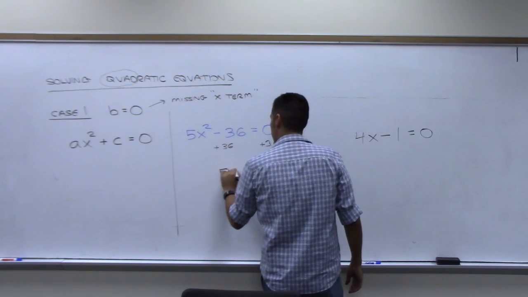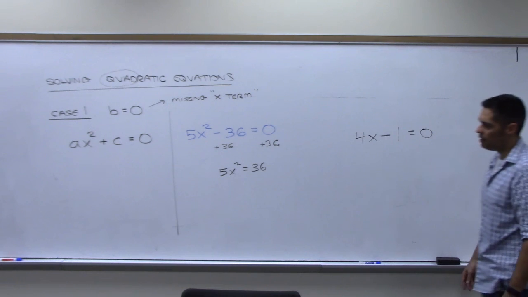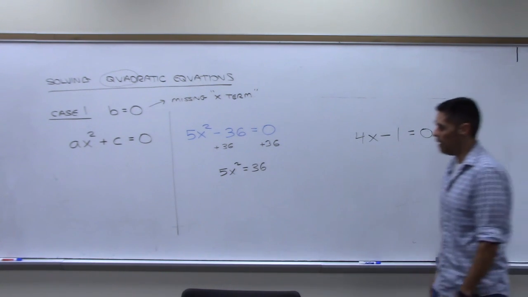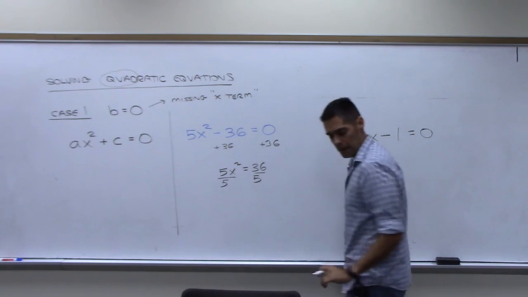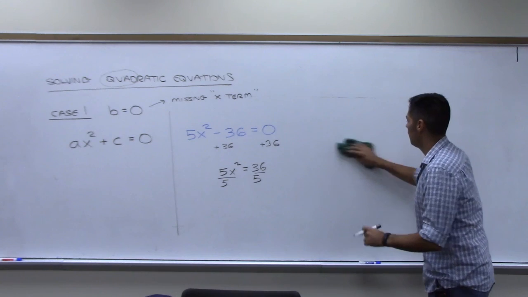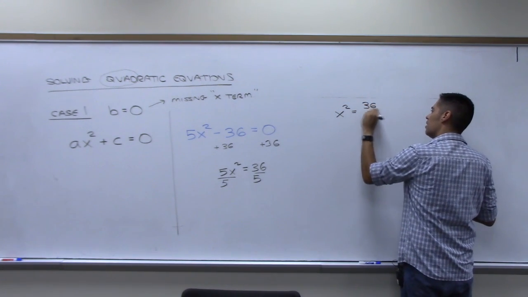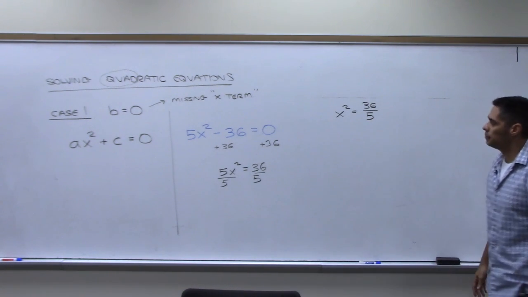And you would have 5x squared equals 36. You're almost there. Divide both sides by 5. Divide by 5 here, divide by 5 here. And we would get, on the left side, x squared. On the right side, 36 over 5.